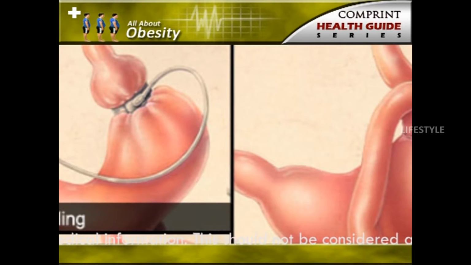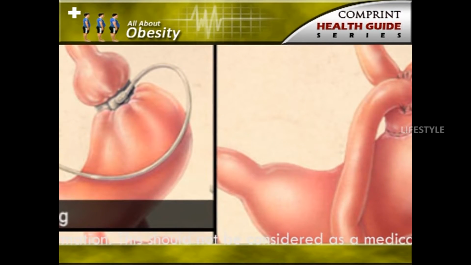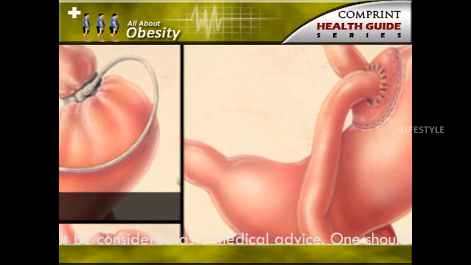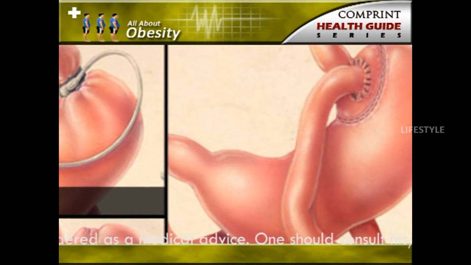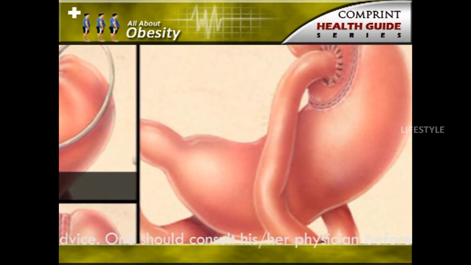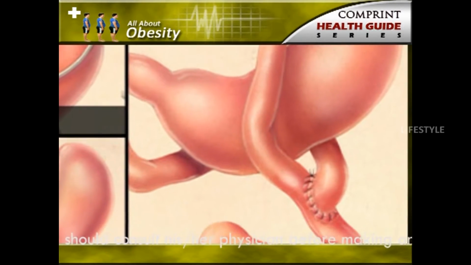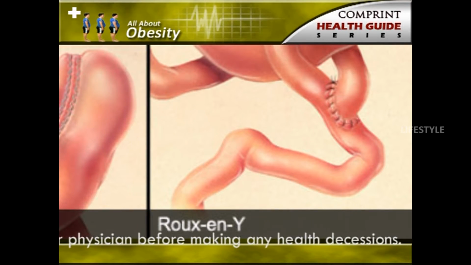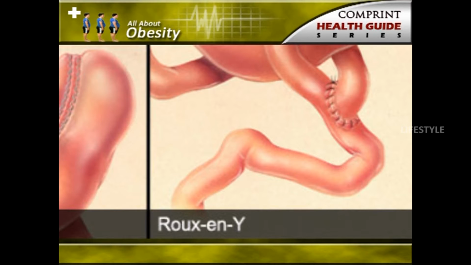Gastric bypass essentially causes weight loss by bypassing the stomach. The most common malabsorptive surgery is the Roux-en-Y gastric bypass, in which the stomach is stapled to create a small pouch, and then part of the intestine is attached to the pouch to decrease food absorption.